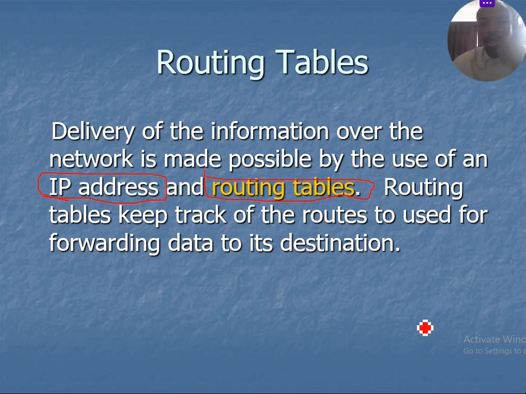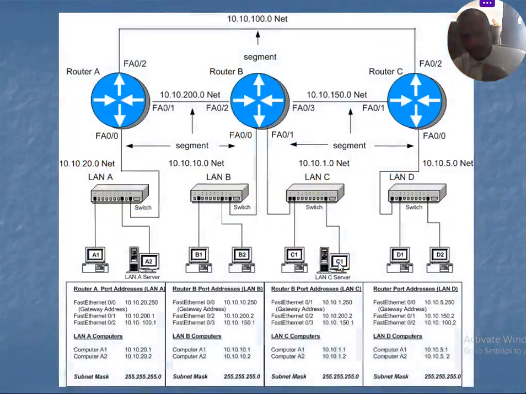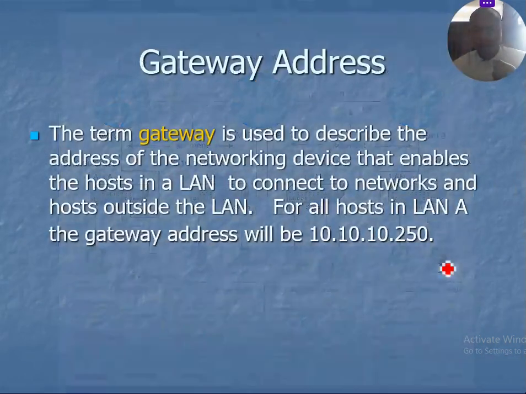So routing tables keep track of the routes used to forward data to its destination. The IP address routes the data packet from city to city, country to country, continent to continent, while the routing table establishes the destination where the data packet is sent. Is that okay? So it uses the IP address to route the packet, and when it gets to the network, it uses the routing table to establish which destination it is being sent to.